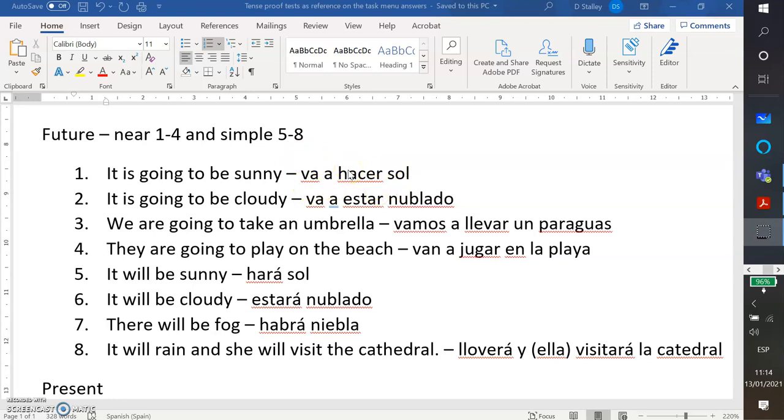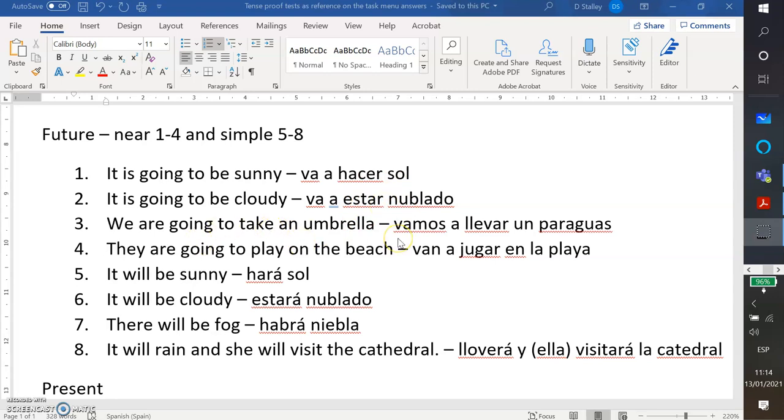Kind of the main problem that I find with students is they miss out this a when they're doing the near future, so just make sure you've got that in there. Remember that sol, when it's sunny, it takes the verb hacer, so we use that in the infinitive form. This one, exactly the same, so it's the it form again, the va that we need to have in it, but when we're doing cloudy, it uses the verb estar, so we put that in the infinitive form, okay?